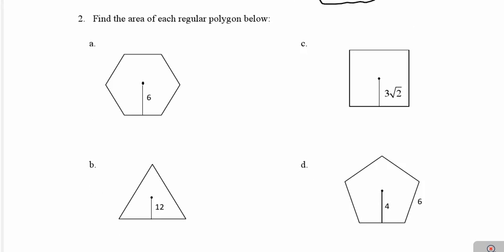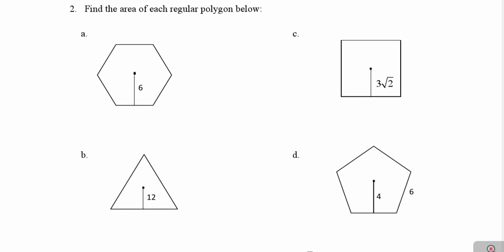Now for example 2, I have 4 different examples that ask me to find the area of the regular polygon, and I'm given the apothem in each one. So I'm going to use my formula apothem times the perimeter of my shape divided by 2. Now I'm given the apothem, but to find the perimeter I need to get the side of this hexagon.